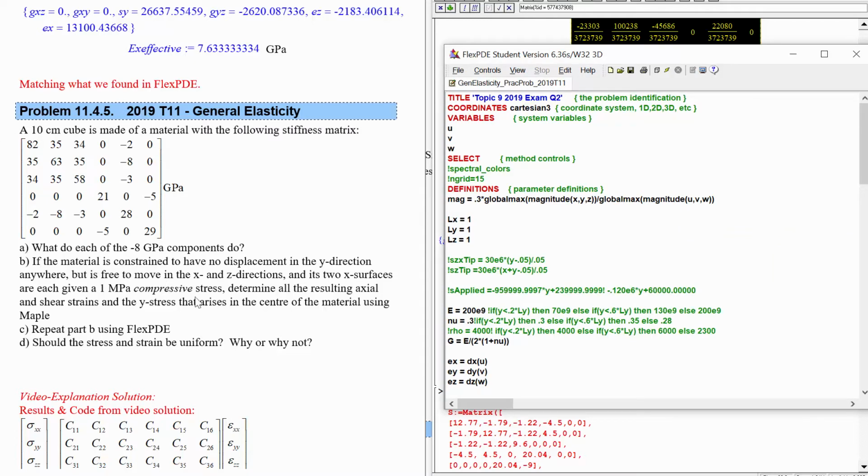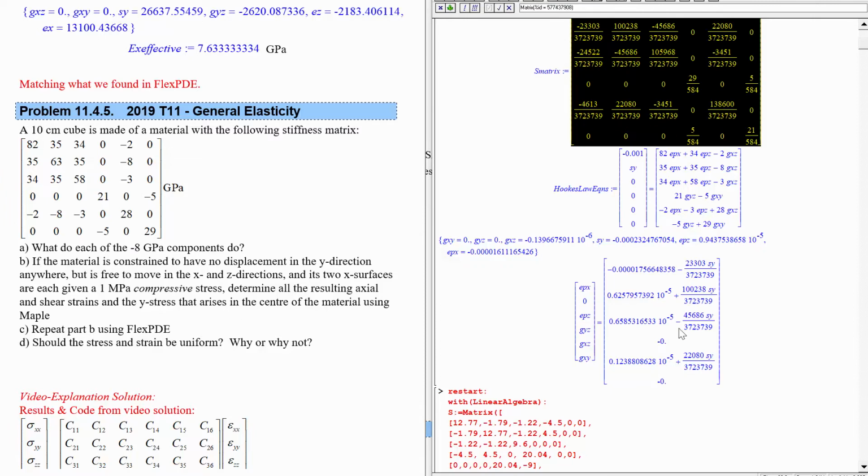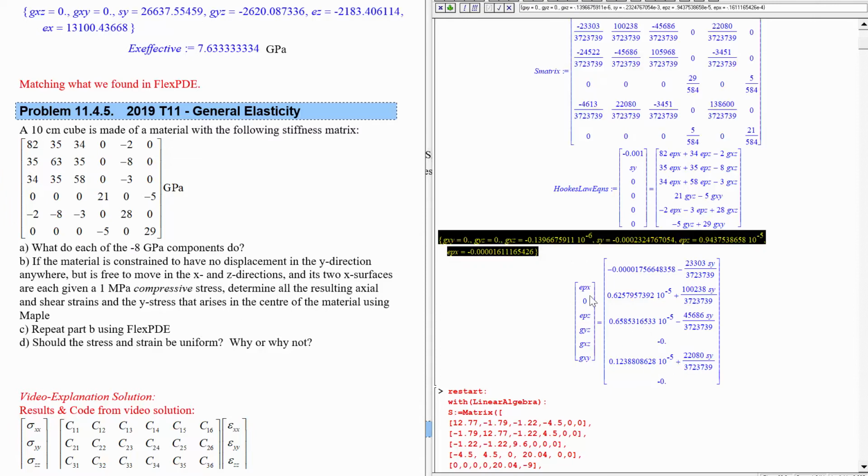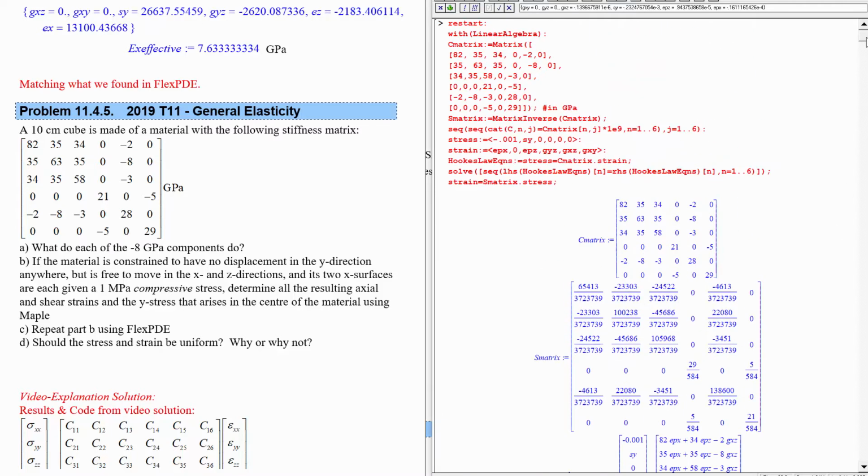So this one, we didn't even care about that in Maple because it just asked us to figure out the resulting axial and shear strains and Y stress that shows up. The strains should be unitless, and the stress is in gigapascals. So we had 0.00023 in gigapascals, and that means that we have 232 kPa as the stress that's showing up.